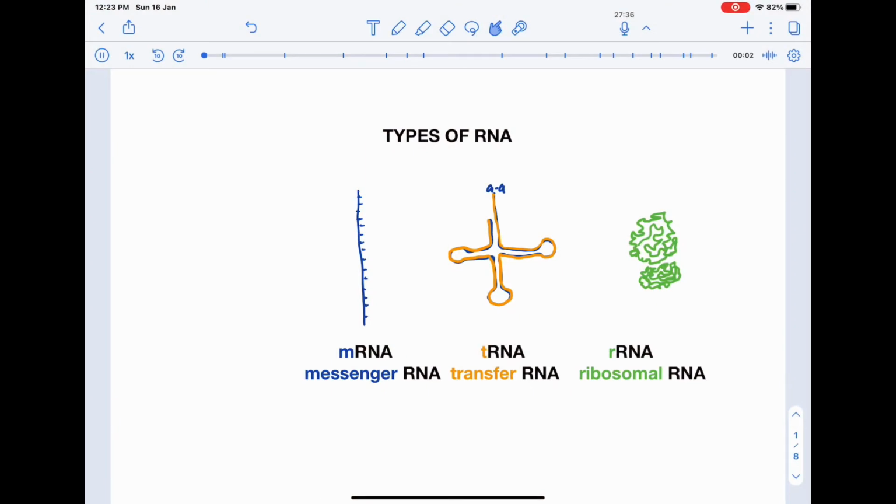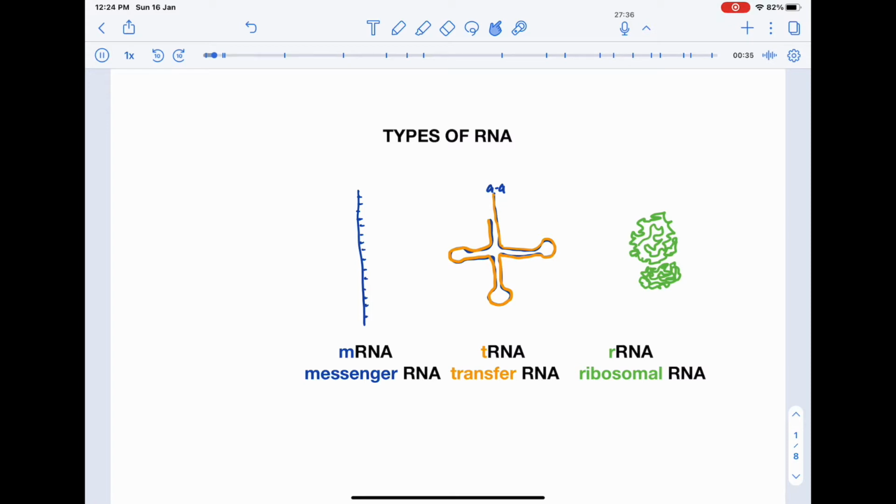In this lesson today, I'll talk about the structure of RNA and its different types. RNA stands for ribonucleic acid. Ribonucleic acid is another type of nucleic acid. You know, there are two types of nucleic acid: DNA, which stands for deoxyribonucleic acid, that we have discussed in another lesson, and RNA, which stands for ribonucleic acid.